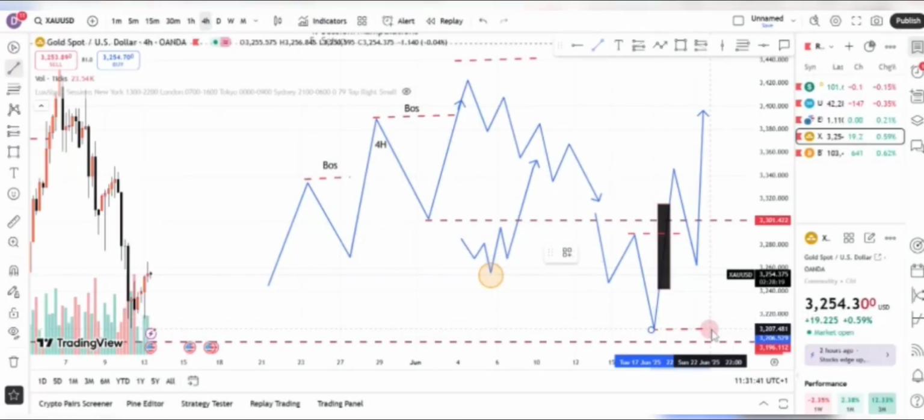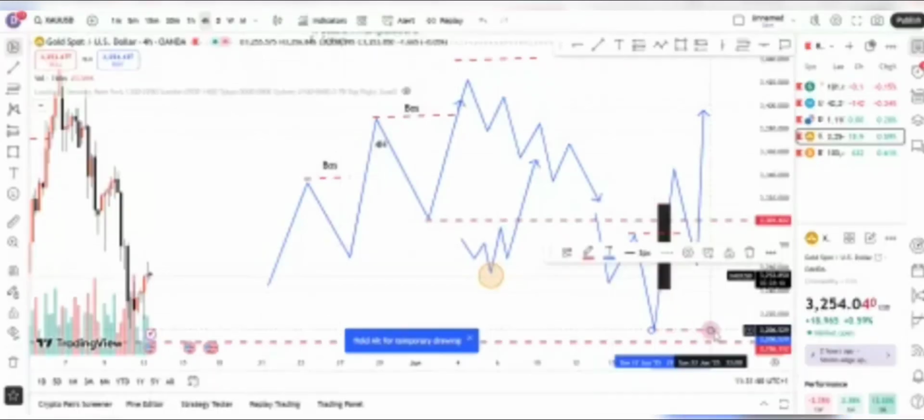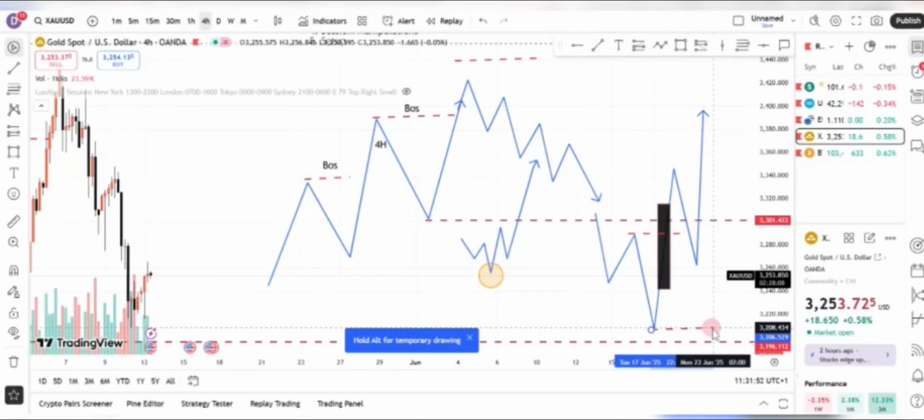Now I'm explaining my model to you, or the setup that I trade. Now pay attention. If you understand this thing, the way I give signals, you'll be able to give signals, and you'll be able to make the same results, even better results than I do.